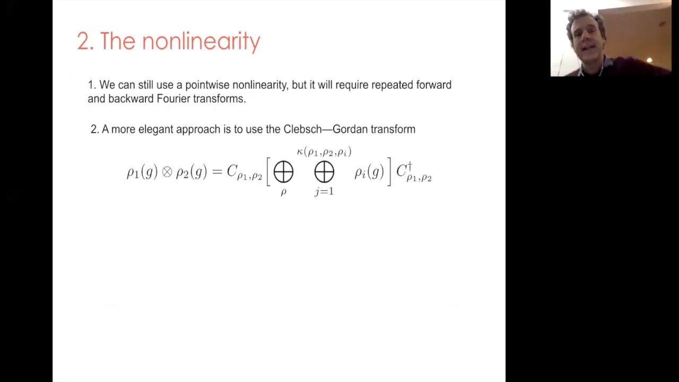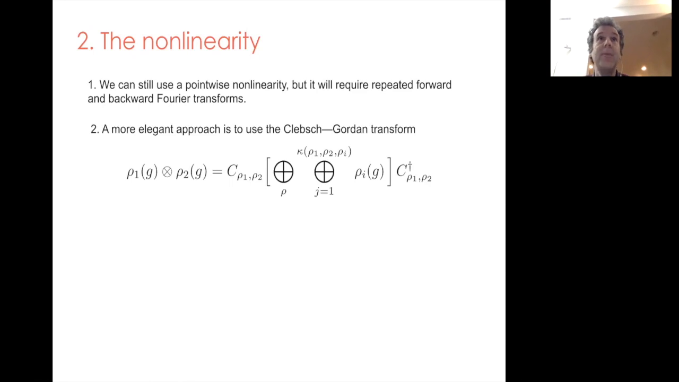Now, what about the nonlinearity? Previously I said that the nonlinearity has to be a pointwise function on the original group or on the original homogeneous space. You can still do that, but you need to realize that it's going to involve backward and forward Fourier transforms all the time, going from these matrices to the function and from the function back to the matrices. So you might or might not want to do that. In some applications, that's actually fine, but in other applications, it's always going to be a bottleneck.